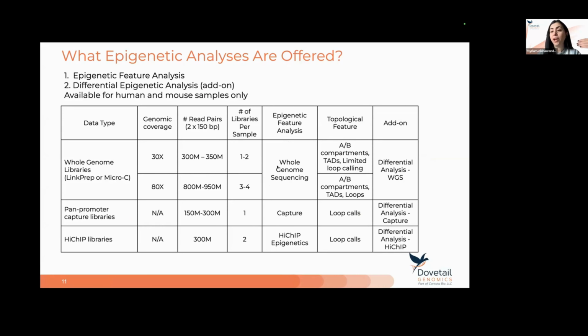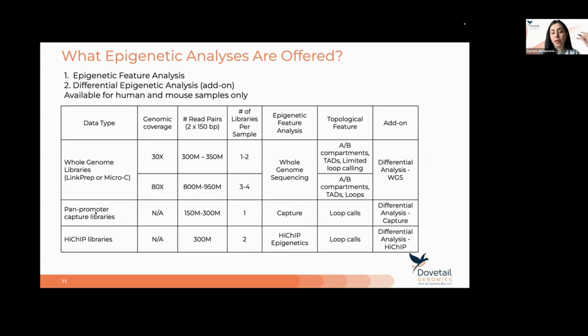And depending on what coverage you actually had for your sample, so whether 30x coverage, that means you prepped one or two libraries, the expectation is you're going to get AB compartment stats, but limited loop calling because you don't have sufficient coverage. If you have 80x coverage, so you sequence to around 800 to 950 million read pairs, and you prepped 3 to 4 libraries, you're going, again, to have access to the whole genome sequencing analysis. And here you'd expect to get AB compartment stats and, in addition, loop calling as well.